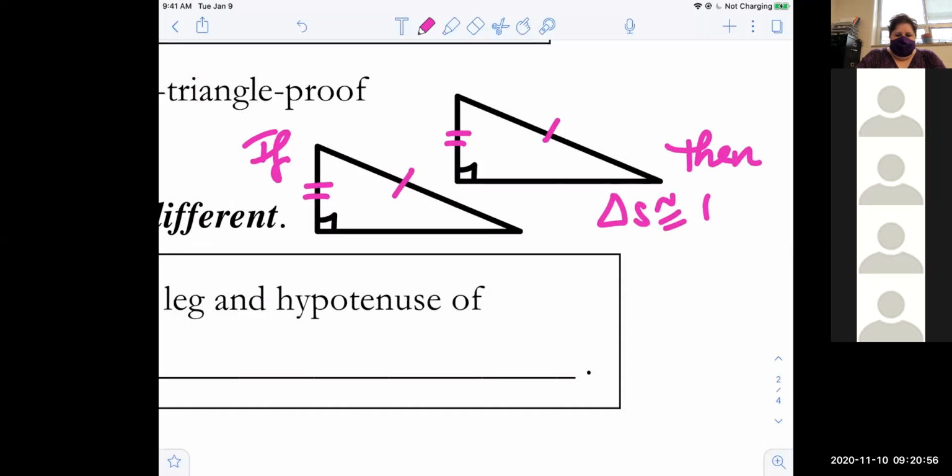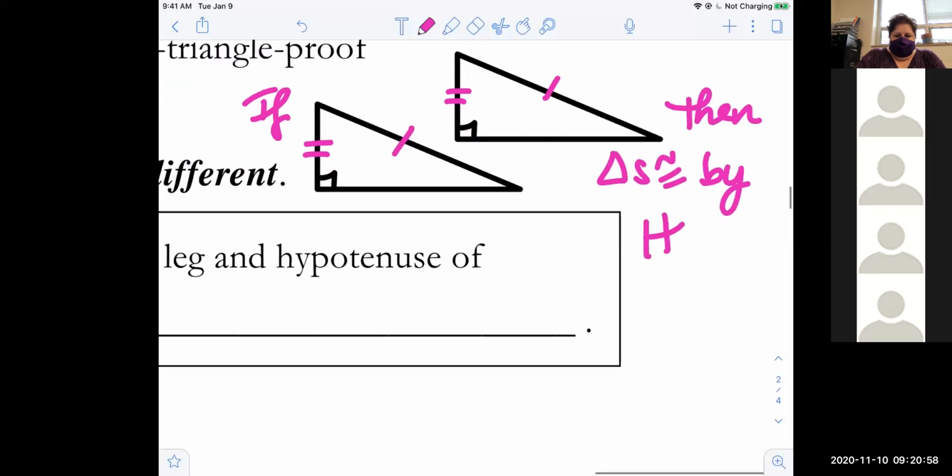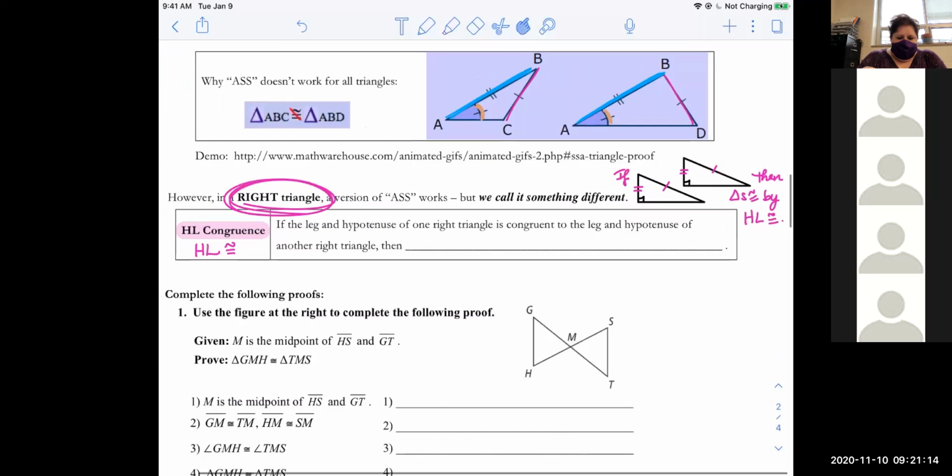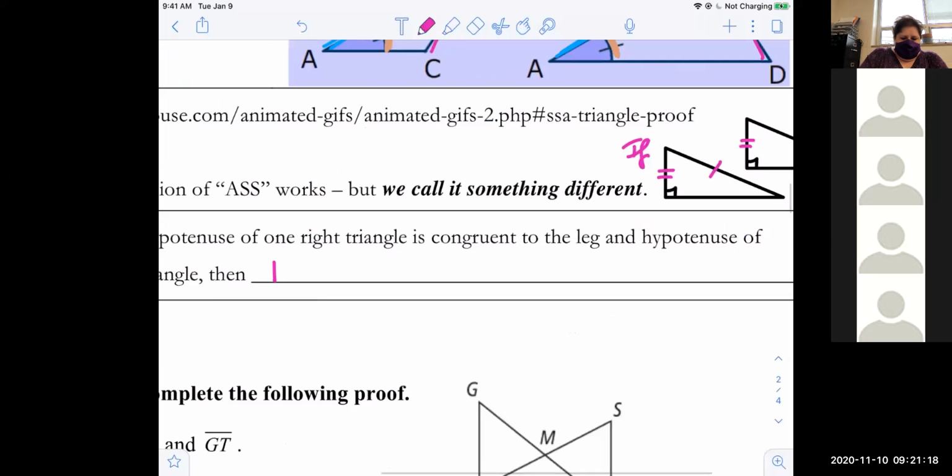And again, it's only going to work for right triangles because they're the only triangles that have a hypotenuse and a leg. You might look at this and think, oh, it's angle side side, that doesn't work. Well, in general, it doesn't, but for right triangles, it does, but you don't call it angle side side, you call it HL. If the legs and hypotenuse of two right triangles are congruent, then the triangles are congruent by HL.